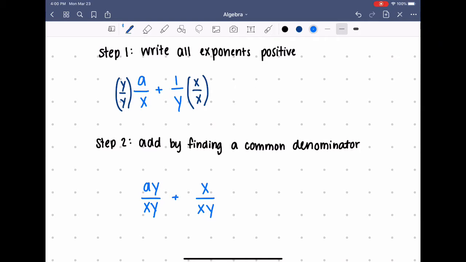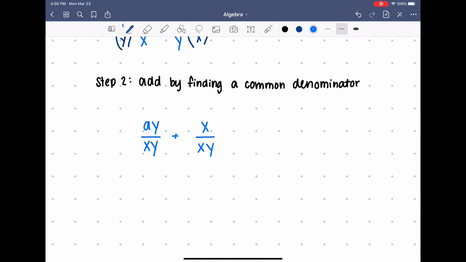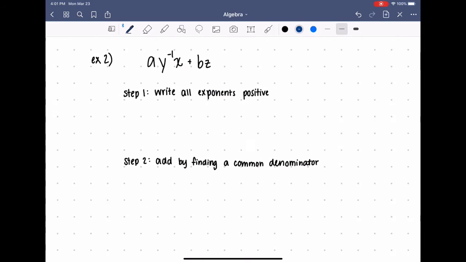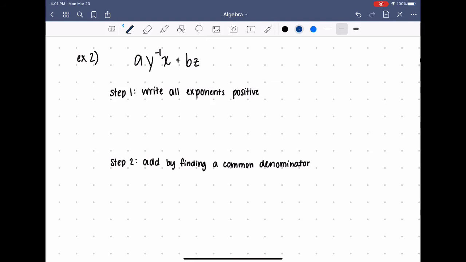Okay, so now that we have this, we're getting really close to the final answer. Now that we have a common denominator, we can actually put it together. It just becomes ay plus x, just all those top terms, over my new common denominator, xy. And that right there would be my final answer. Okay, let's try a second one. Example 2. a y to the negative 1 x plus b z.